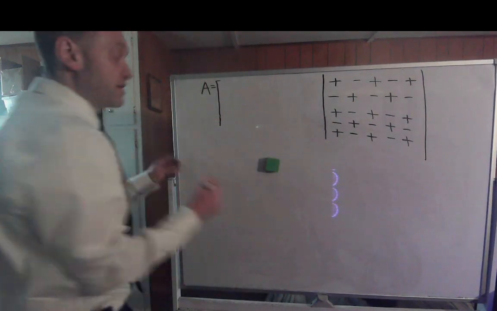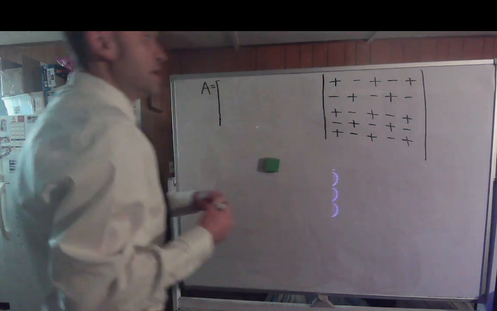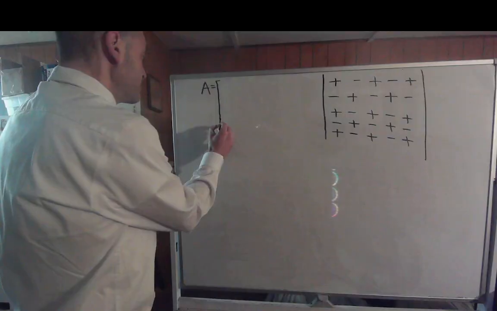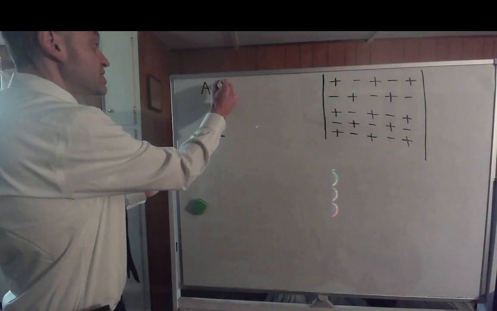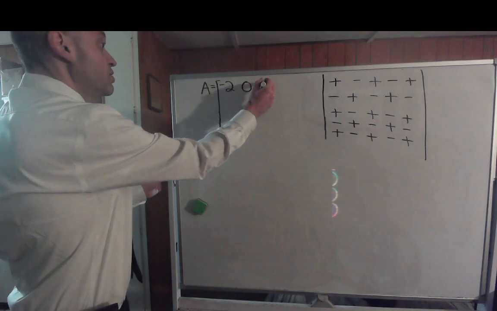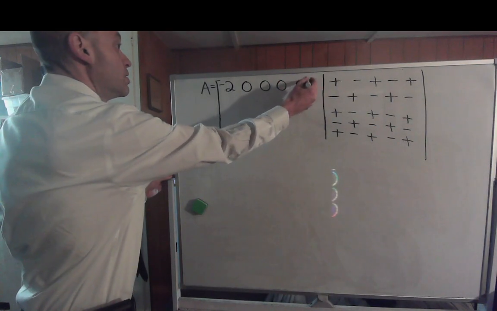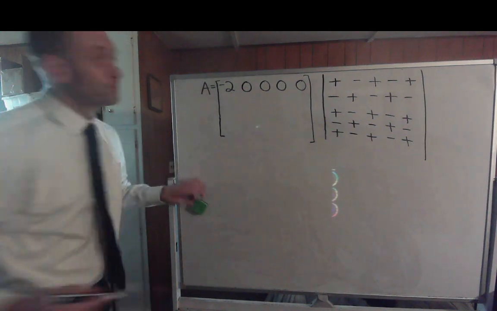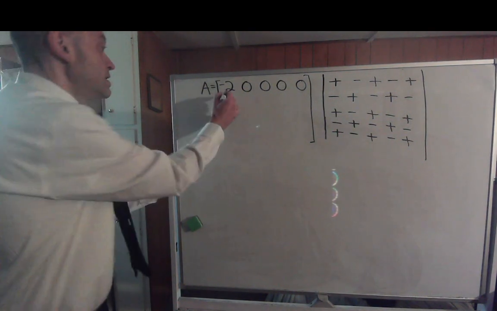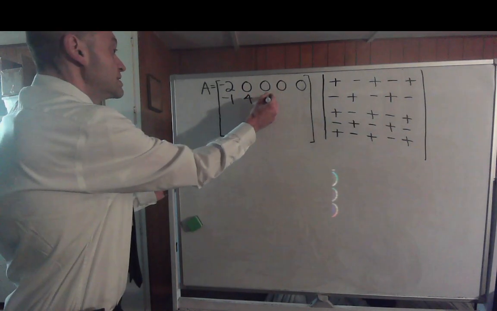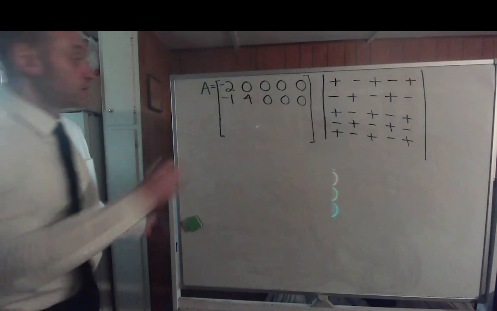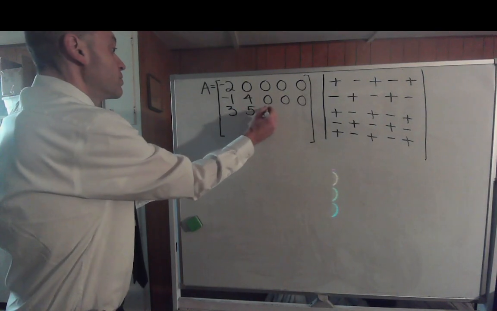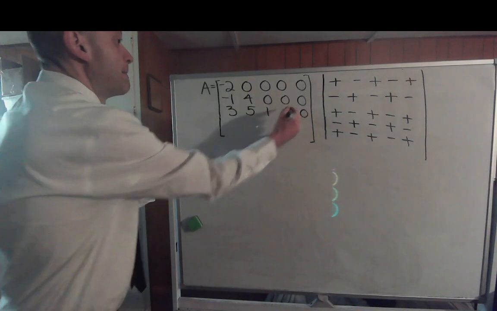So there's my 5 by 5 coefficient determinant. Let's go ahead and set up this matrix here for the 5 by 5. So we have the matrix A has entries -2, 0, 0, 0, 0. -1, 4, 0, 0, 0. 3, 5, 1, 0, 0.